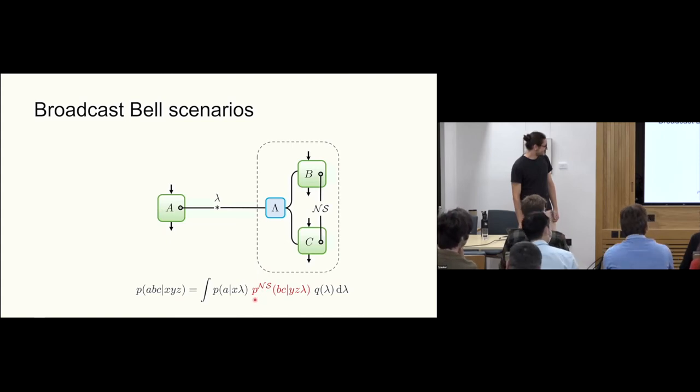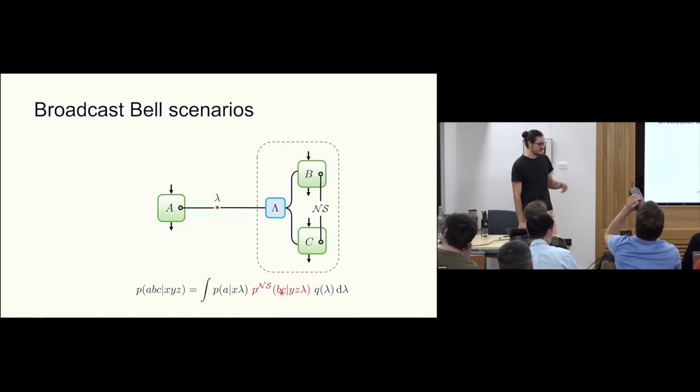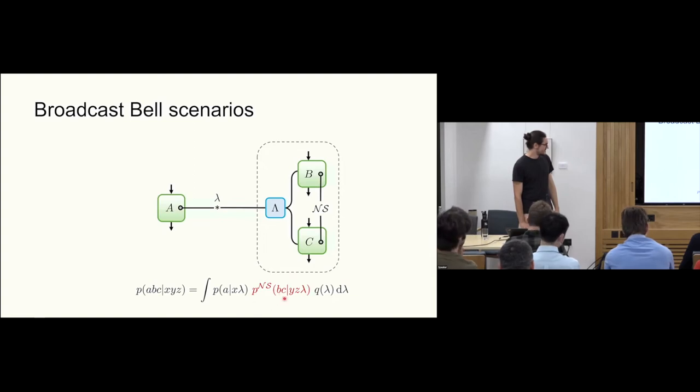So the key thing is that if I don't impose that this local term is no signaling between Bob and Charlie, I can always just join Bob and Charlie together into a single party. So it's important to note that this has the constraint that this term is no signaling. And I didn't define no signaling. I hope it's clear to everyone what it is. It means that when you marginalize over one party, it doesn't depend on the setting of the other party.